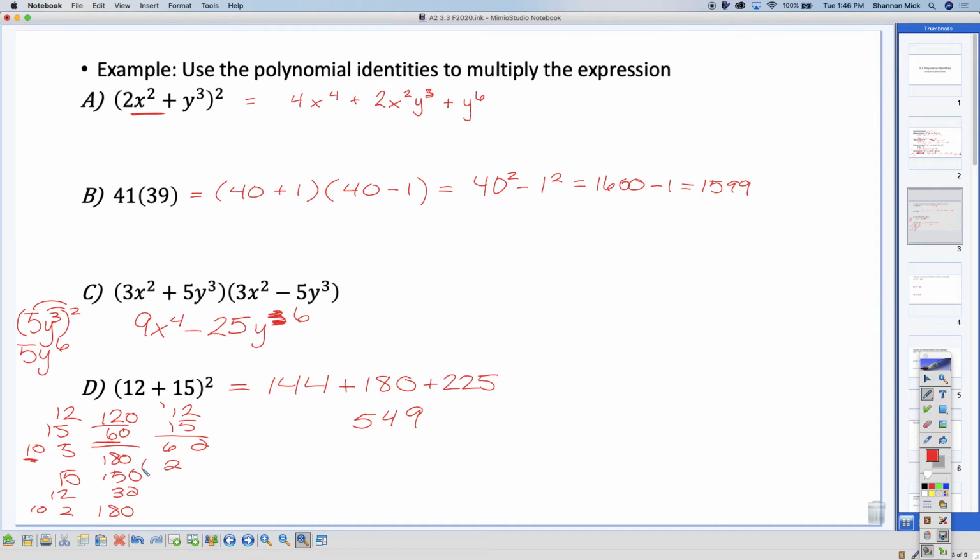What if you added the other stuff? 12 squared is 144, and it says multiply these two together, right? Which is 180. And 15 squared is 225, right?